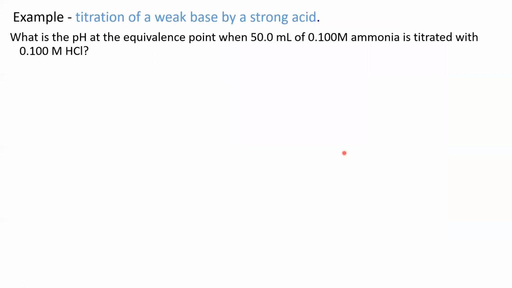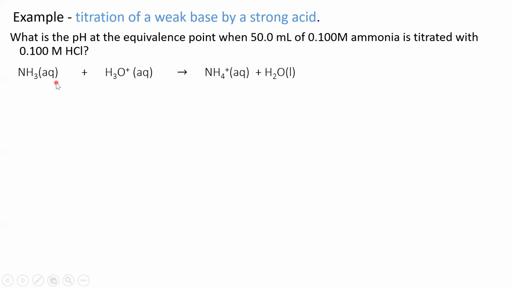So a little bit of a different wording to the question this time. We're not going to have various points along the titration. It says, what is the pH at the equivalence point when 50.0 milliliters of 0.100 molar ammonia is titrated with 0.100 molar hydrochloric acid? So the hydrochloric acid is the strong acid. The ammonia is the weak base.